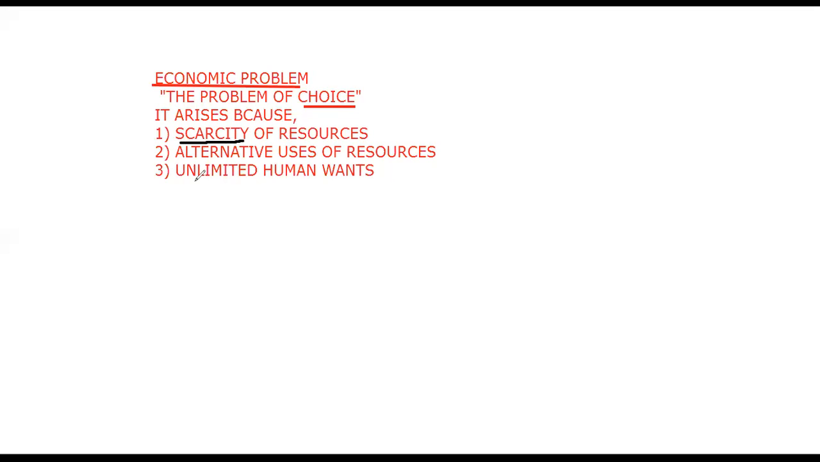Then the second reason for the economic problem of choice is alternative uses of the resources. Now what is alternative uses of the resources? It means the resources can be used in various ways. If I have a 2000 rupee note, then that note is my limited resource, right? And it can be used in various ways. How can it be used?